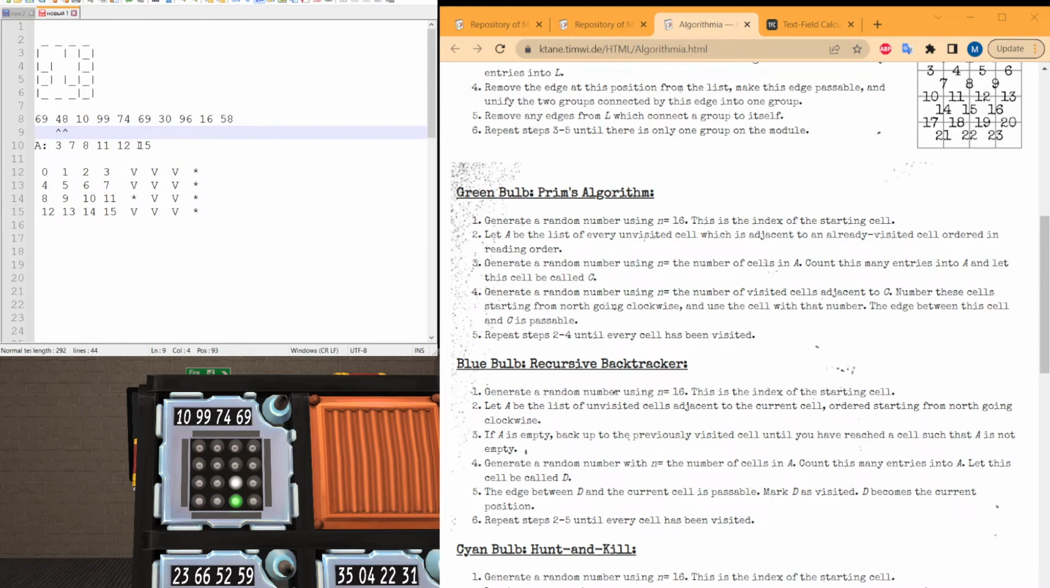Okay, removed 12. 3, 7, 8, 11, 15. Okay, 48 mod 5 is 3, 0, 1, 2, 3 is 11. 11 only has one visited cell adjacent to it, so that means we're removing this wall and moving the pointer.